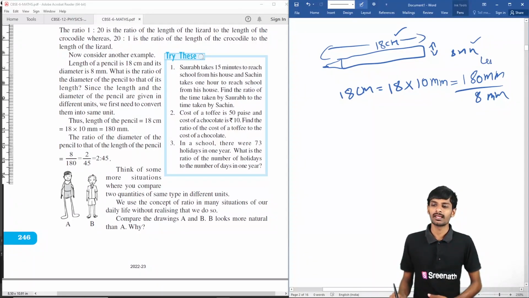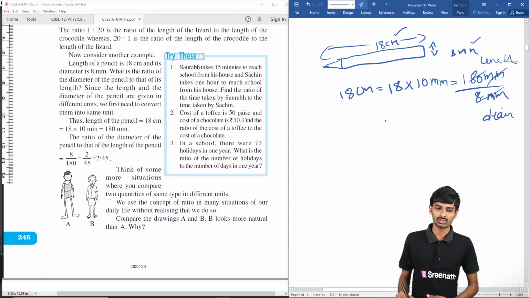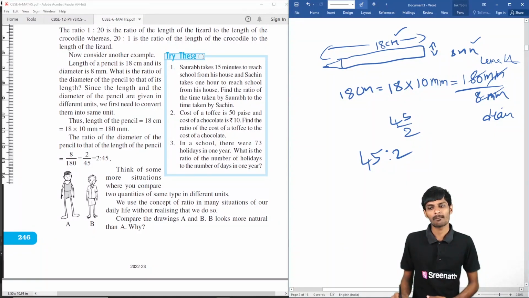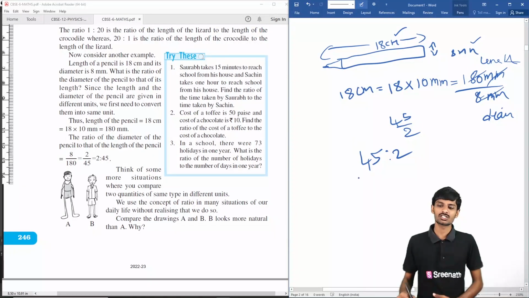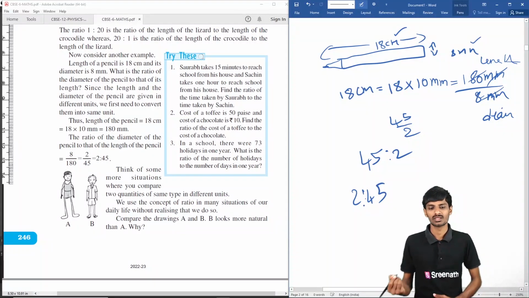Now we have to compare them. 180 millimeters is the length and 8 millimeters is the diameter. If you compare them, you will get how much, friends? That is 180 by 8, which is 45 by 2. So 45 is to 2, if you compare the length of the pencil to the diameter. Otherwise, if you compare the diameter to the length, it is 2 is to 45. Okay, friends, that is the case.